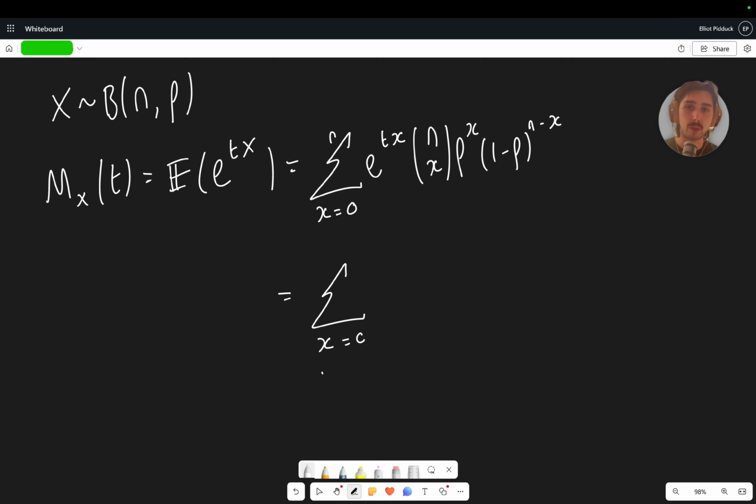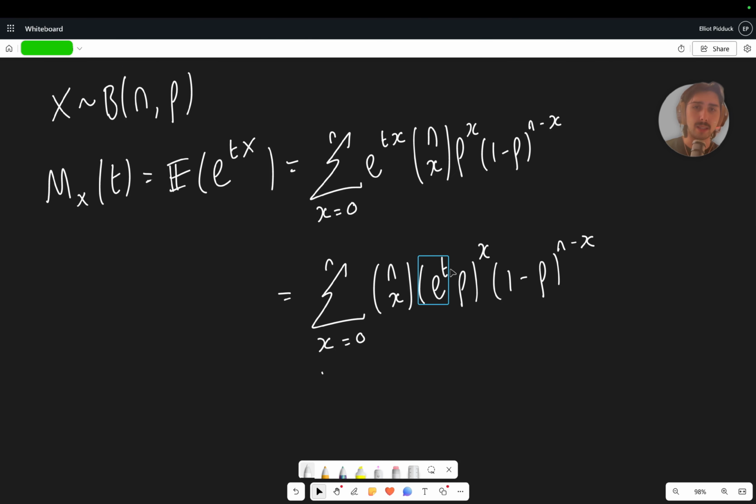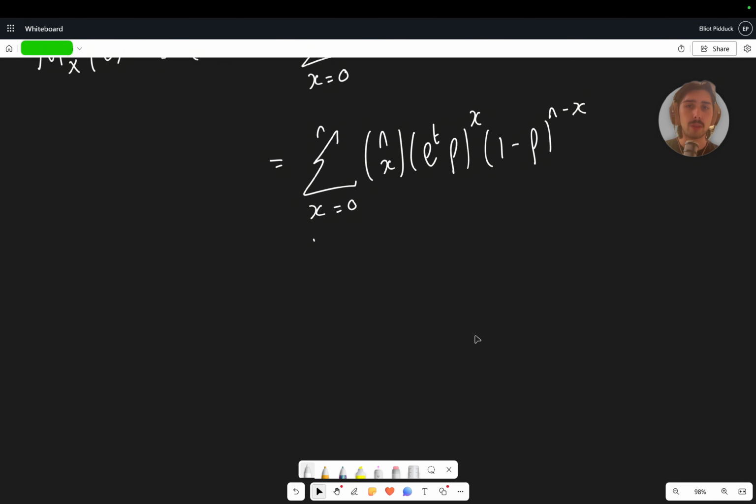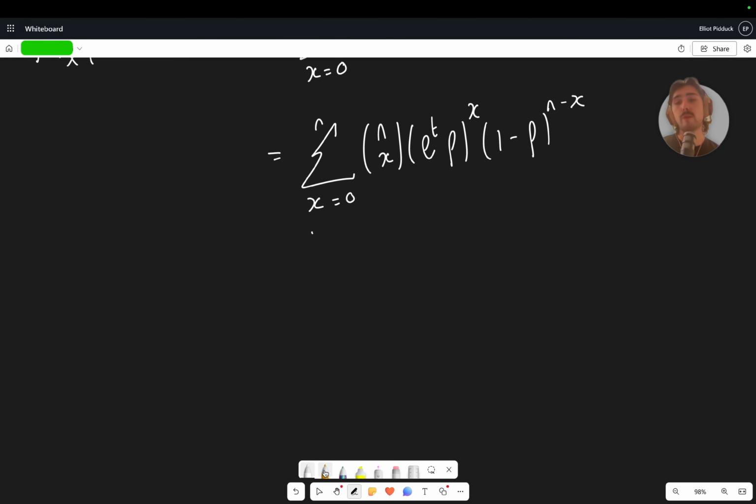So we're still going from x equals 0 up to n, but e to the tx, I'm going to rewrite it as e to the t and then to the x. So I can write this as n choose x, and then again, e to the tx and p to the x, I can rewrite as e to the t times p all to the power of x, and then 1 minus p to the power of n minus x. Hopefully that makes sense. That still gives me the e to the tx and the p to the x. The reason I've done this, though, is that now this is in the exact right form, because this is in a binomial form.